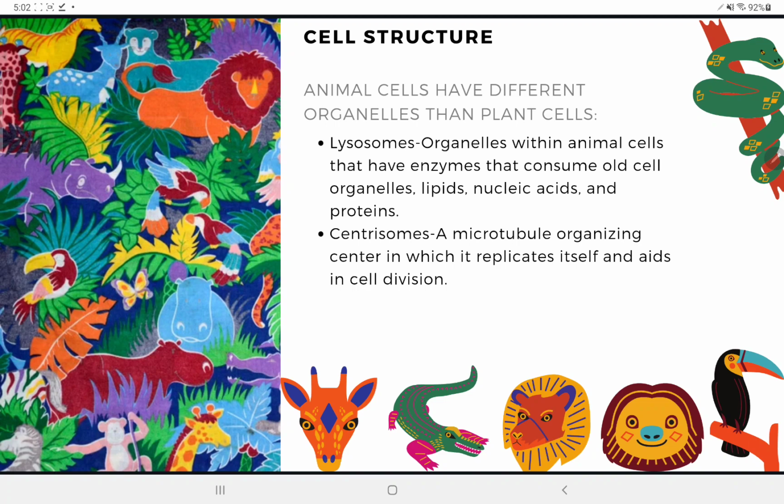Alright, cell structure. Animal cells have different organelles than plant cells. Lysosomes, which are organelles within animal cells that have enzymes that consume old cell organelles, lipids, nucleic acids, and proteins. So they kind of are the recyclers of the cell. And then centrosomes, which are a microtubule organizing center in which it replicates itself and aids in cell division. And they're kind of neat. They look like tunnels that are perpendicular to each other.